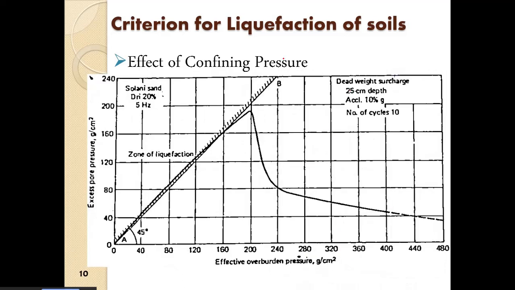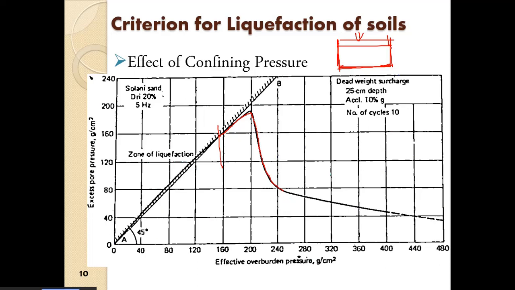Now this is a very important graph. This particular test was done in a shake table test, so vibration in a model test. So this was a model test result, with surcharge load given on top to increase the confining pressure. So here you see, beyond a particular confinement, the effective overburden actually aided in stabilizing the soil.